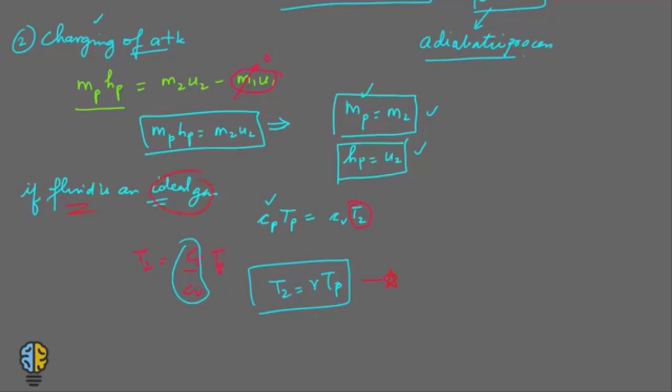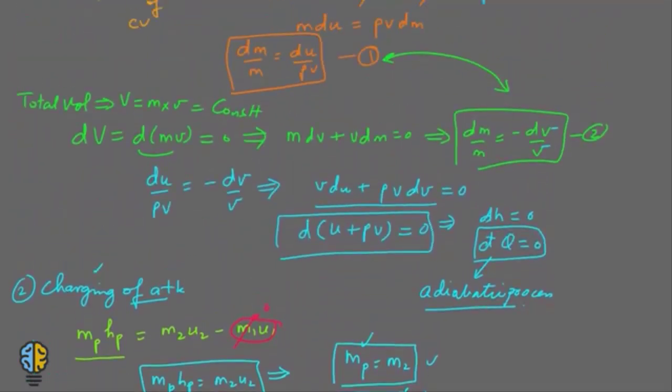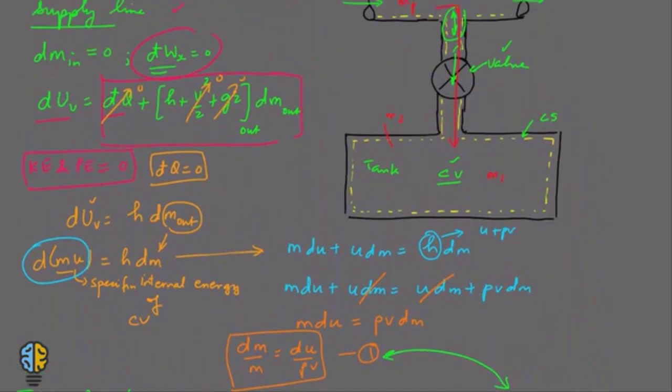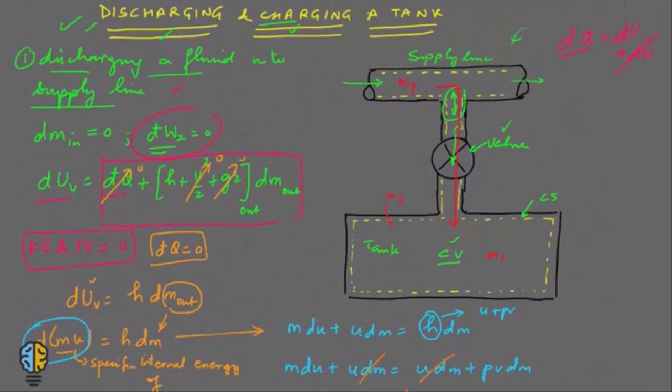Okay, so this is a very commonly asked example of the variable flow process in the examination, that is the discharging and charging of a tank. So I hope you understood this analysis, and this finishes the first law applied to flow processes. Now in the next video onwards, we'll look at some examples from this topic.